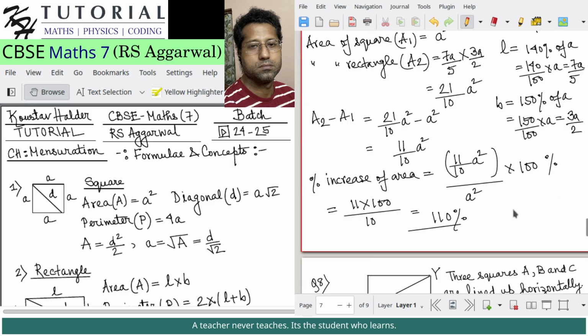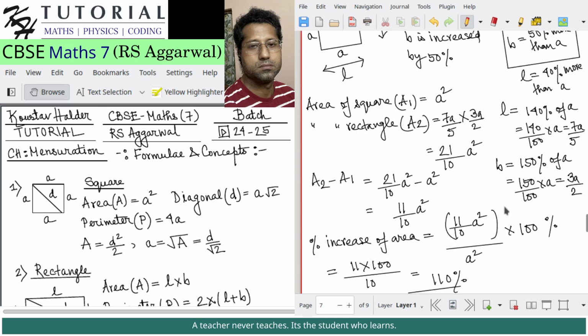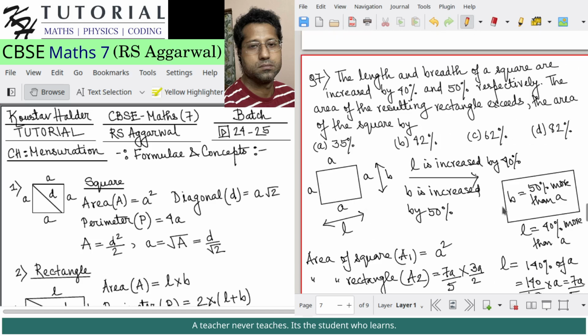11 by 10 A square. So the percentage increase of area will be 11 by 10 A square divided by A square multiplied by 100, which is 11 into 100 by 10, which is 110 percentage. I don't know the choices. My answer is not matching with any of the choices.